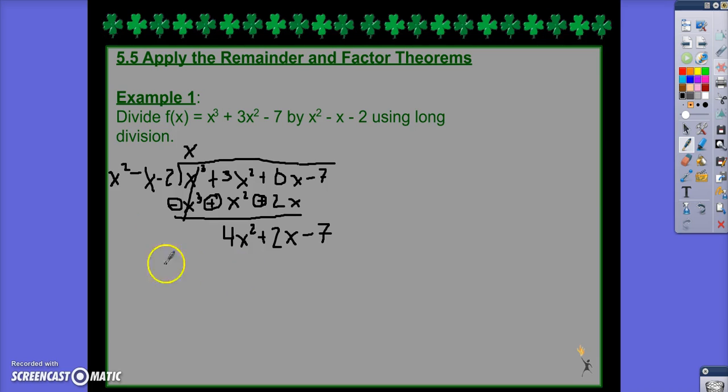Now, what times x squared gives me 4x squared, which should be plus 4. Remember, we want exactly the same sign initially because when we subtract, it'll go away. So, we want 4. 4 times x squared, 4x squared. 4 times negative x is negative 4x.